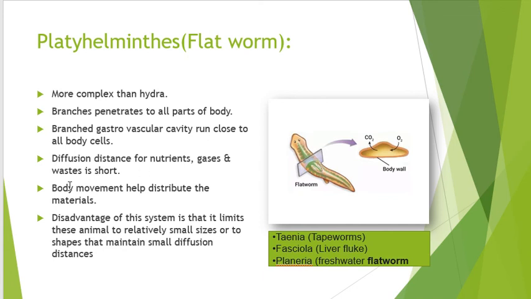Diffusion distance for nutrients, gases and wastes is short. Body movements help distribute the materials. The disadvantage of this system is that it limits these animals to a relatively small size, or shapes them to maintain a small diffusion distance. Their examples are tapeworms, liver flukes and flatworms.